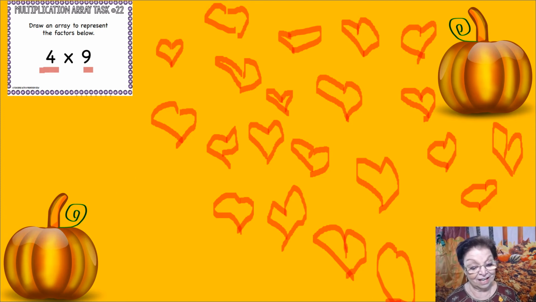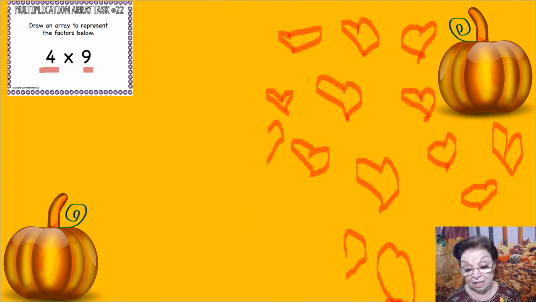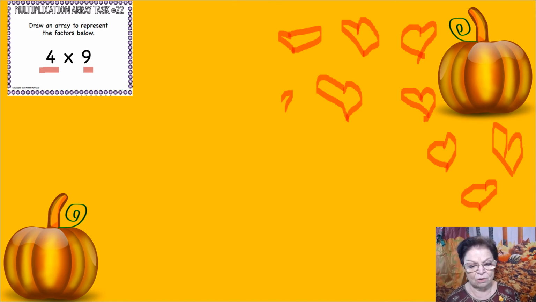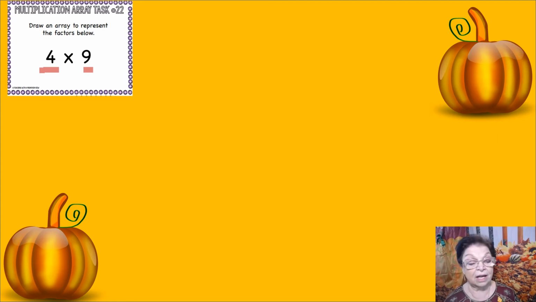Just a minute. I'll bet you've already started. I want for you to show me an array. It doesn't have to be hearts. You can draw happy faces. Oh, I think I might draw happy faces. You can draw happy faces or just plain squares or triangles or circles, whatever you want to draw in an array with 4 in each row and 9 in each column. Let's see if you can do it before I do.